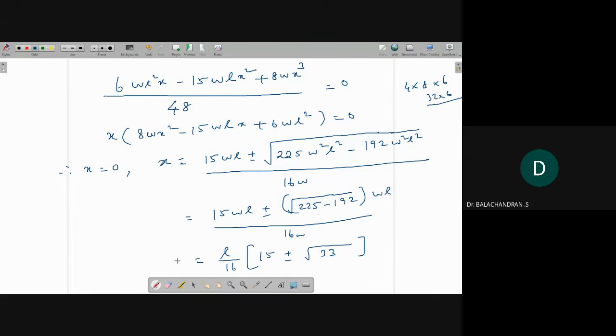So this is x. So now there are three possibilities. X is equal to 0, x is equal to L by 16 into 15 plus root 33, and 15 minus root 33. Okay, so now the question is, out of these three, at which point does it attain a maximum value.